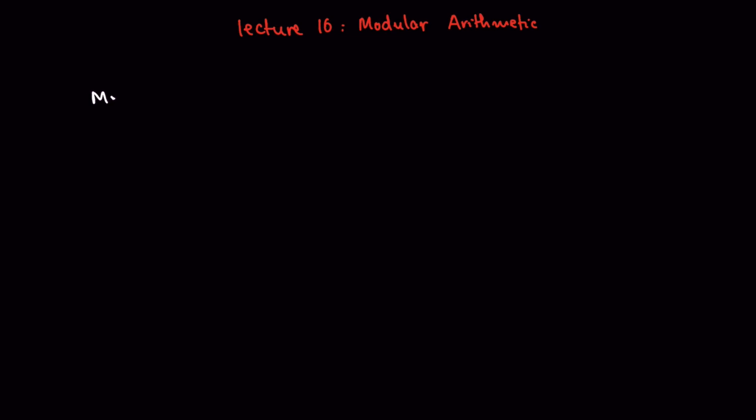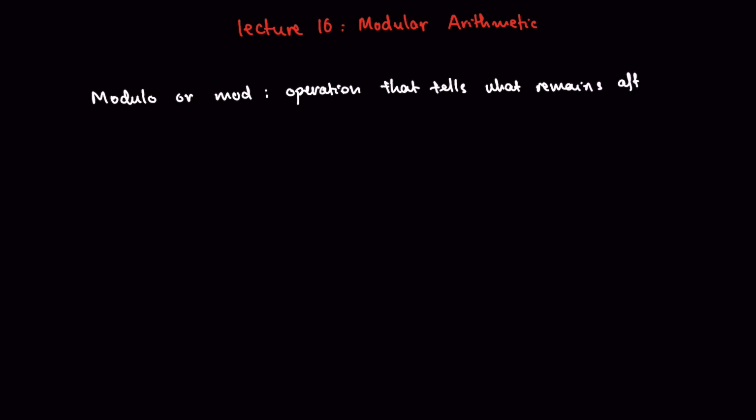So modular, or mod, as we're going to use it, is an operation that tells what remains after dividing one number by another number. Now that is kind of the intuitive idea behind modular arithmetic. Now for a more formal definition, this is what we're going to have.